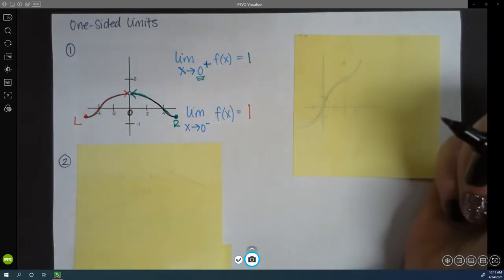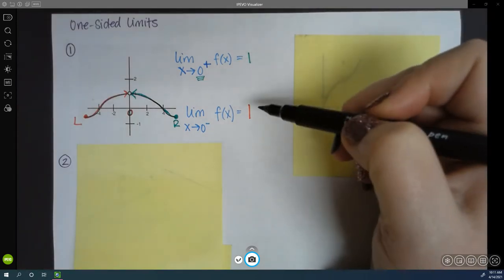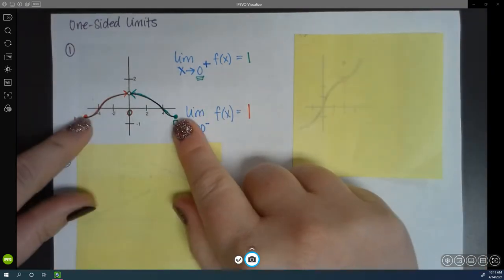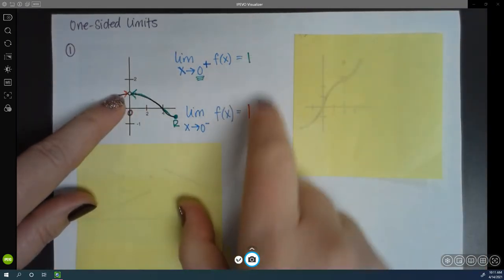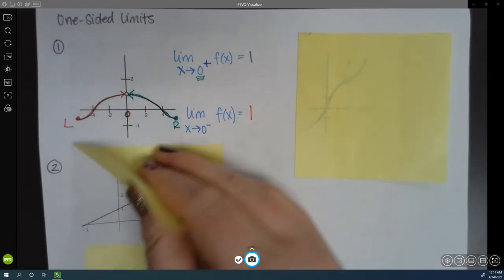The answer is 1. Sometimes our answers will match and sometimes they will not. In this case, the limit from the right and the left side both were going to the positive 1 on the y-axis. Now let's look at example number 2.